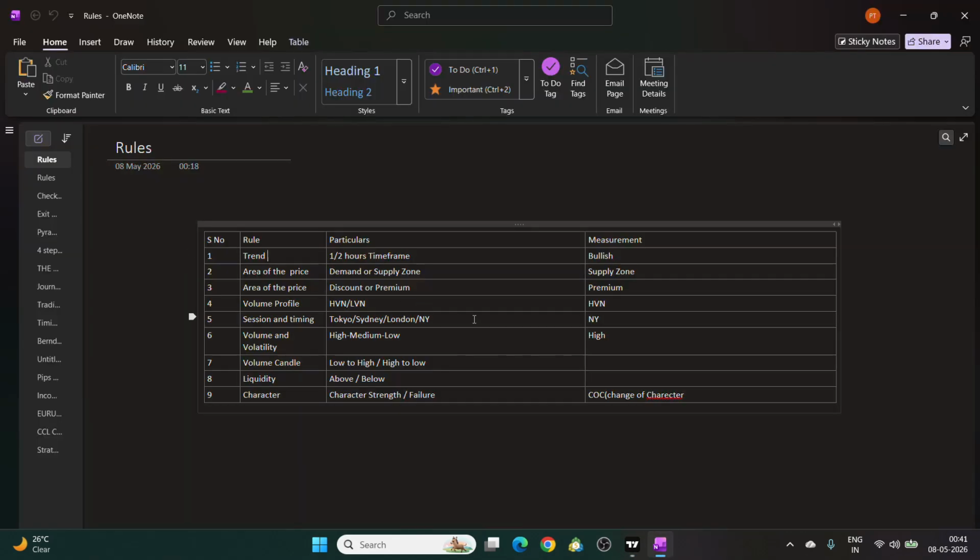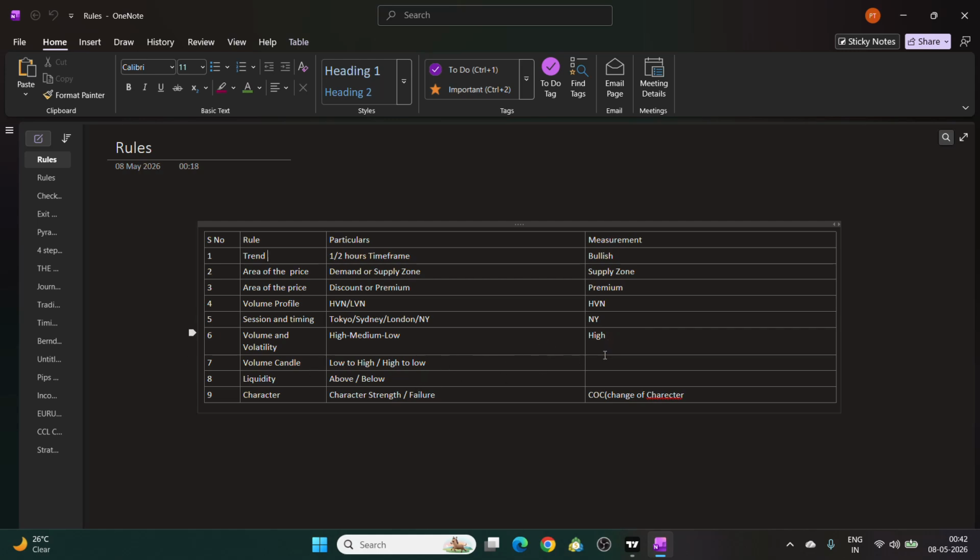Next, is it in the session? Which session? It is in the New York session. I am taking entry at the New York session. Whether the volatility and the volume will be high? It is high because at the New York session, when London and New York overlap, the volume and the volatility will be huge. So this has huge volume and volatility.